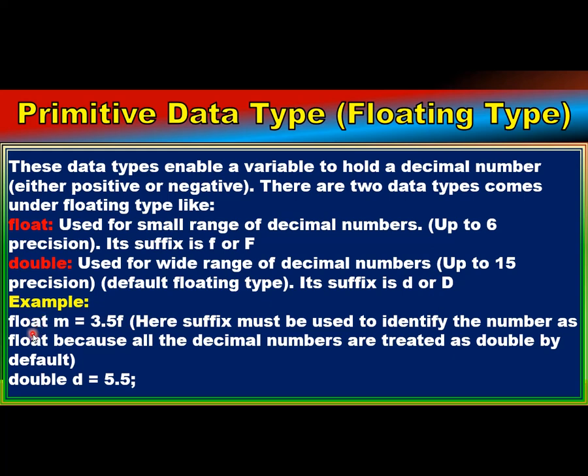Look at the example here. float m = 3.5f. So here suffix must be used to identify the number as float, because all the decimal numbers are treated as double by default. Then double d = 5.5. Here you can write d or you cannot write, no problem.